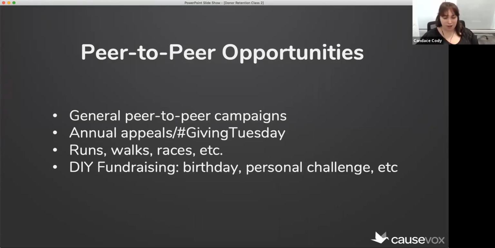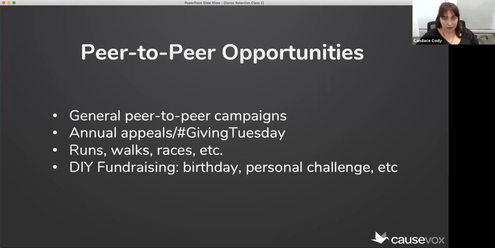There's also, you know, you can do an online gala, so instead of having a big event, bringing that online, having donors participate in peer-to-peer instead of inviting people to a table. You're also increasing your return on investment that way. Also, peer-to-peer opportunities include annual appeals and Giving Tuesday. So a lot of this is, you're able to incorporate peer-to-peer into what you're probably already doing at your organization.